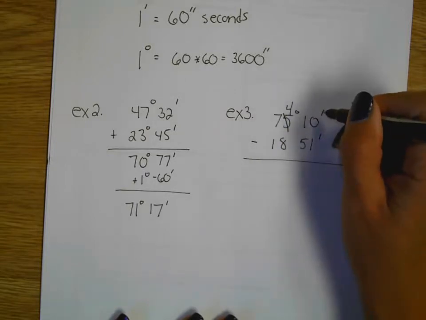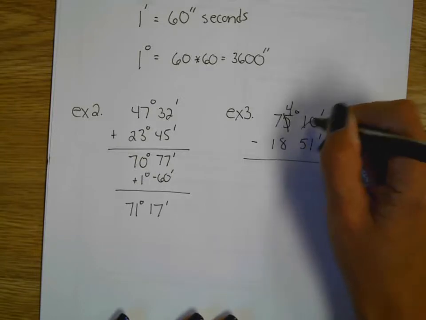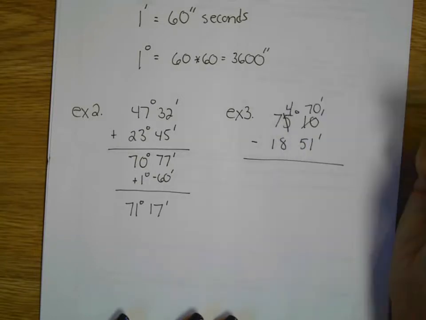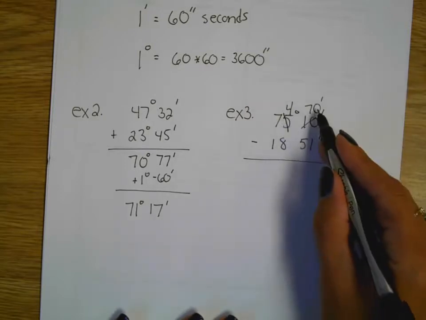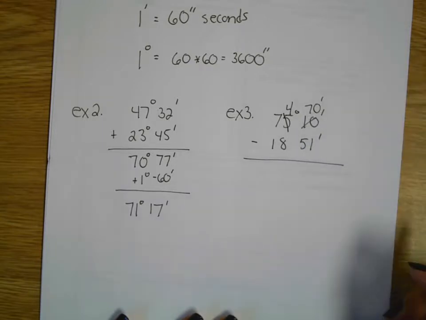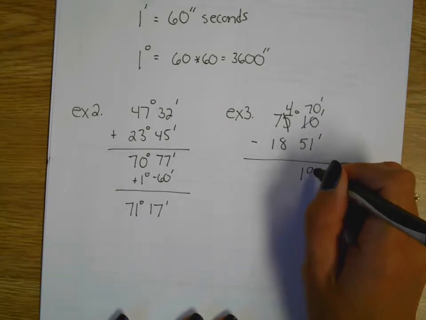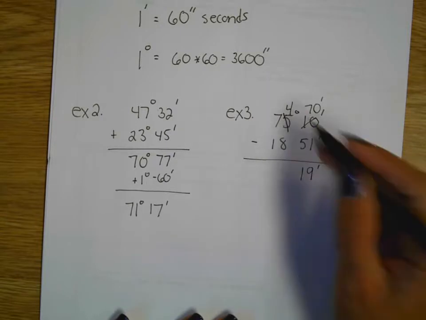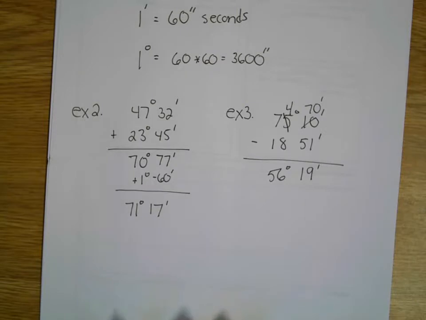What does it come over as? How many minutes is this 1 degree? 60. So I'm going to add 60 onto this, so I will be starting with 70. Everybody catch that? We borrowed 1 degree, but 1 degree is 60 minutes, so I add 60 to the 10 that I had. I'm actually starting with 70 minutes over here. Now I'll go ahead and subtract. So 51 off of 70 is 19. And 18 from 74 is 56.